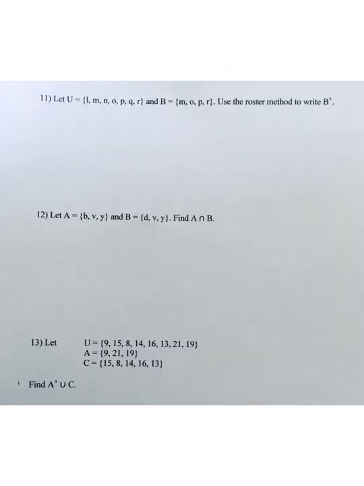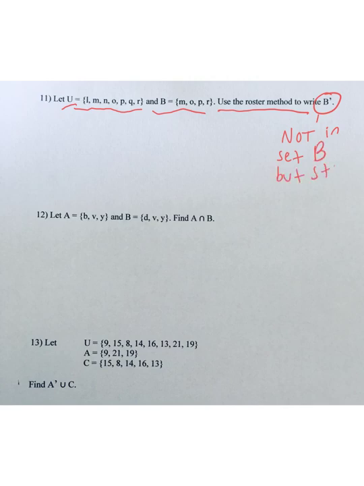Question 11 says, let the universal set be little l, m, n, o, p, q, r, and let set B be little m, o, p, r. Use the roster method to write B complement. Remember, B complement means what's not in set B, but still in the universal set, or the opposite of set B.